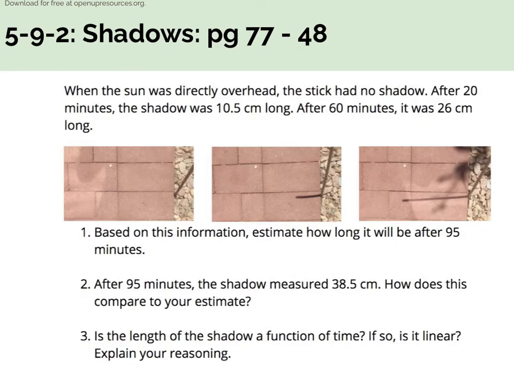All right, so let's put this information together. What it's saying is that at first, at 0 time, it has 0 length. And then after 20 minutes, it has 10.5 centimeters. So we have minutes, and then we have centimeters, okay? So we have these different points, and we want to figure out what the rate of change is. So remember, the rate of change is the change of y over the change of x.